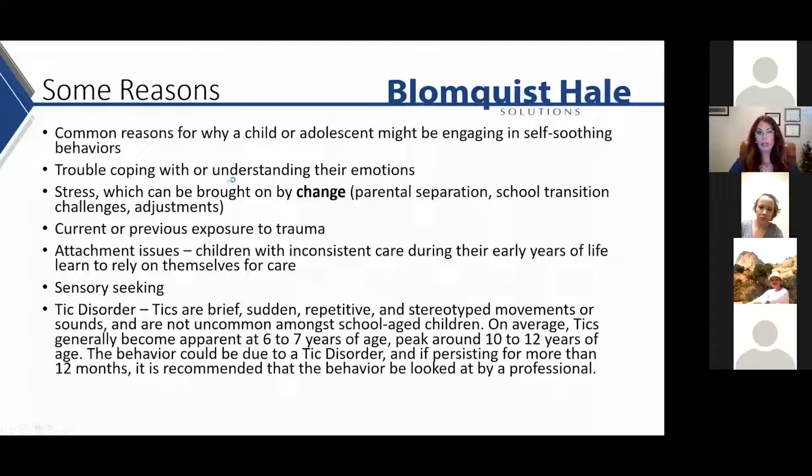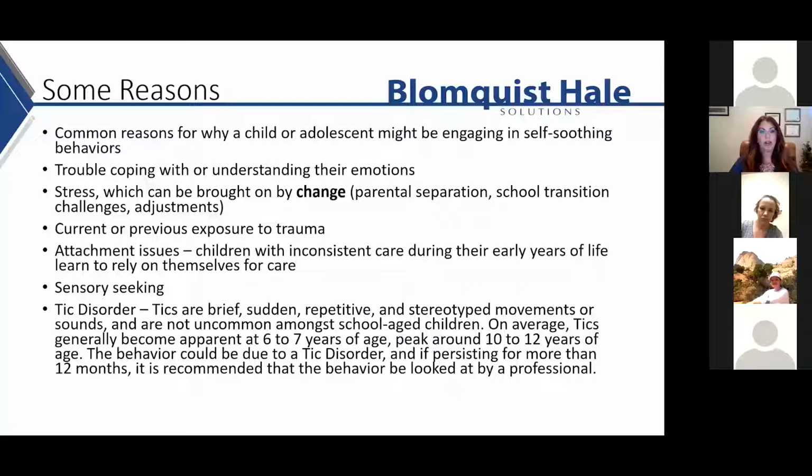So they have trouble coping with or understanding their emotions, so they self-soothe. The stress can be brought on by change, and I have that in bold. Change is what we kind of pull out of kids. I'm like, oh, so you're overwhelmed when you have to do something and you're not warned ahead of time. So school transitions or challenges or changes or adjustments or moving, change is actually really hard for most kids because they can't cope with it, because we haven't given them those skills and prepped them. But we do that a lot in therapy and play therapy.